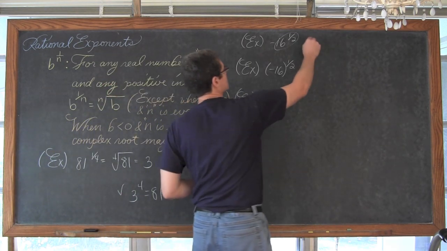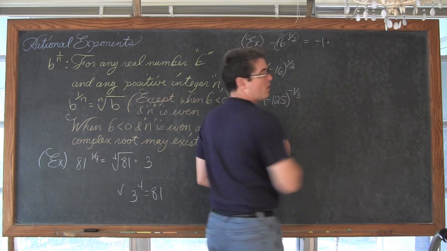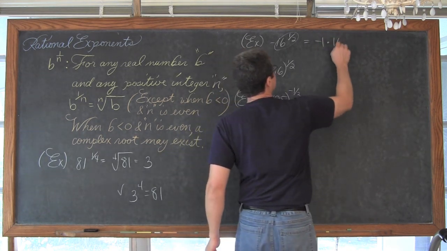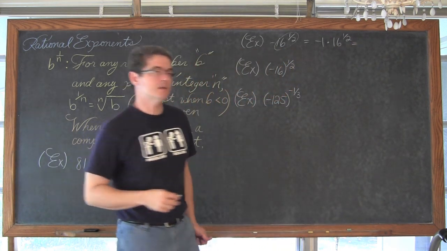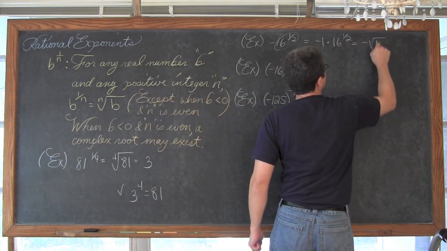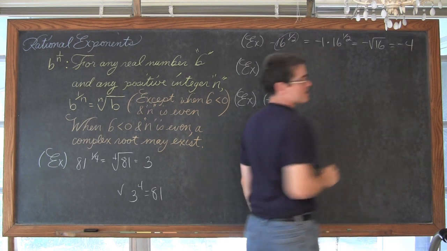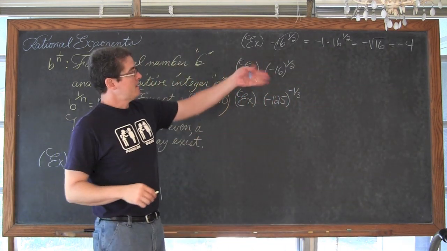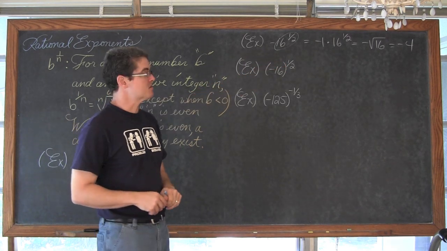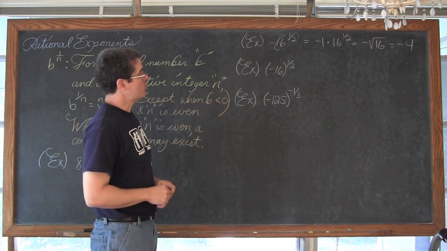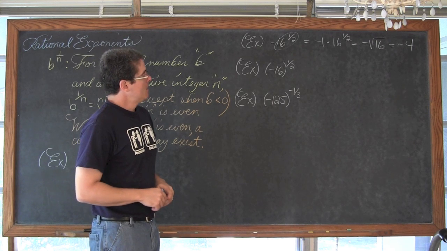And we can rewrite this as negative 1 times 16 to the 1/2 power, which is equal to negative square root of 16, which is again negative 4. Now we see the negative is in front of our root, so we are looking for that negative answer, so negative 4 is what we are dealing with.